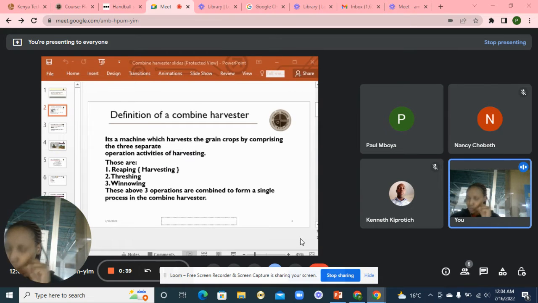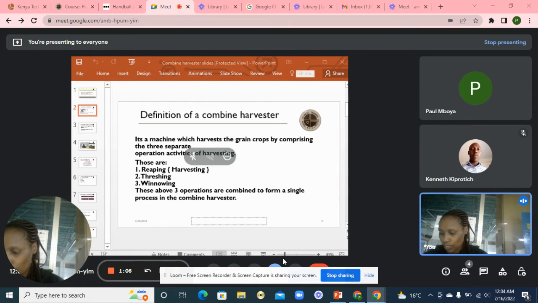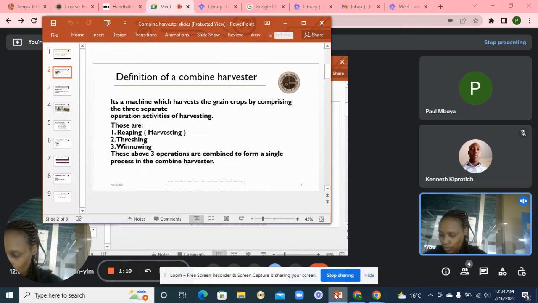So I want to remind ourselves what we taught last lesson. Rono, Kenneth, what did we learn last class? Oh, yes, we learned about the tillage implements. Name an example of a tillage implement.